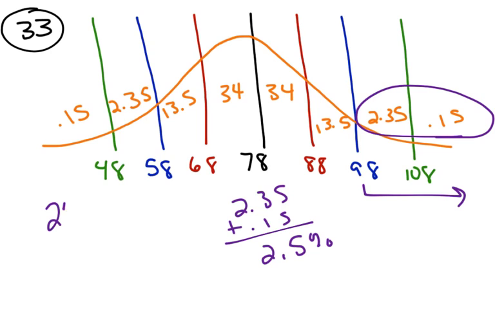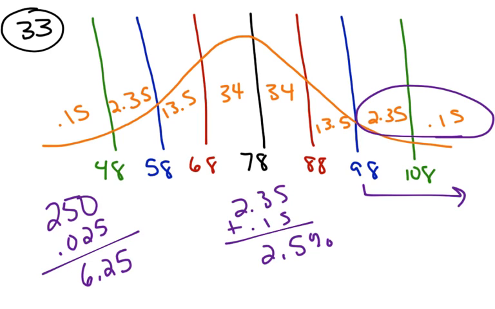So if there are 250 students, we're going to multiply this by 0.025 to find out how many students score above 98. And the answer is going to be 6.25. Now, you can't have 6.25 students, so we're going to say that it's either 6 or 7 students are going to score above a 98.